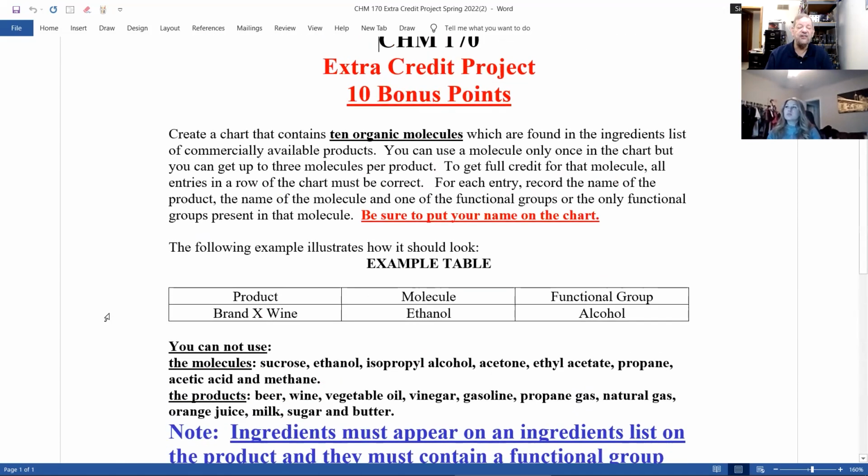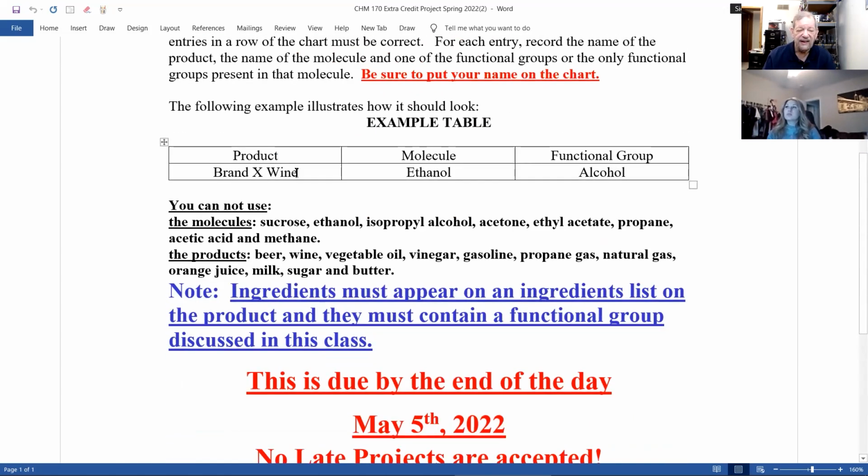So all you got to do is 10 molecules, all different, 3 from each product. So you got to look at 4 different products and put down the functional group. Now, it's happened some years where students think, oh, everyone has to be a different functional group. No, they could all be alcohols, they could be ketones, they could be esters, carboxylic acids, all of them, or a mixture. It's up to you. Now, let me show you how easy it is.